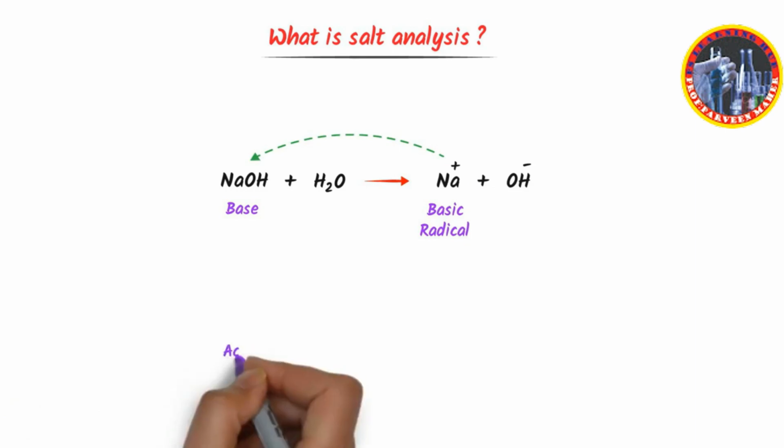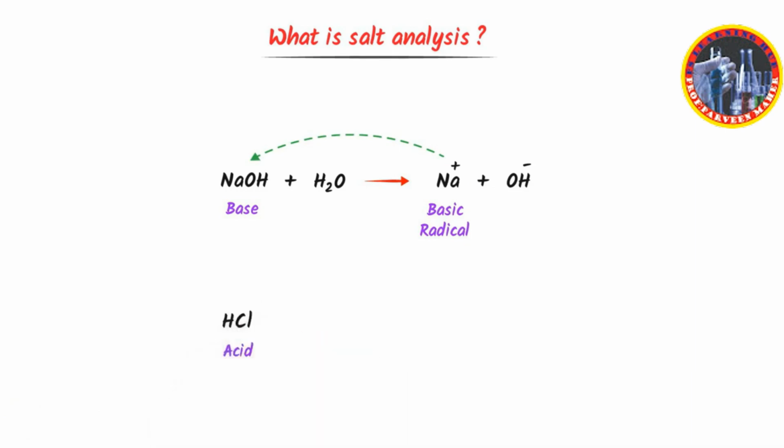Secondly, consider an acid like HCl. Now I add some water to it. The acid will ionize into hydrogen ion and chlorine ion. This negative chlorine ion is known as acidic radical. It is because this chlorine ion belongs to acid HCl. So we call it acidic radical.